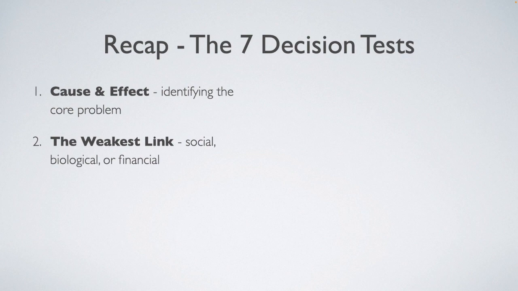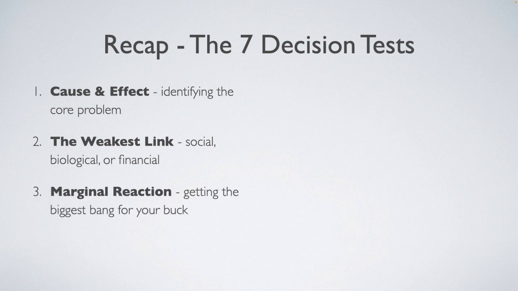around you. Biological weak links apply when you are looking to maximize or minimize the number of a specific organism, and you do that by intervening at the point in its life cycle where it is weakest, so you can exert the greatest leverage to either increase or decrease its numbers. You need to identify the financial weak link when there is an unsustainable cost of production relative to profit within a system or enterprise. Our third test was marginal reaction.